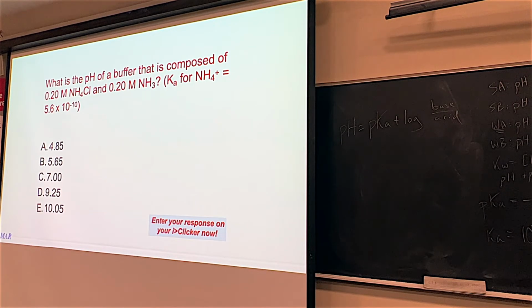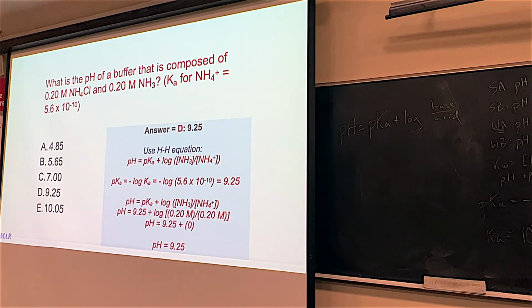But what is the log of 1? 0, that's right. In this problem, because the concentrations are the same for base over acid, log of 0.2 over 0.2 is like log of 1, and log of 1 is 0. So in this particular problem, pH is literally equal to pKa. If your concentrations are equal, like they are in this problem, then pH and pKa are the same. So 9.25 is not only the pKa for the Ka for ammonium, but it's also the pH of the solution because our concentrations are the same.